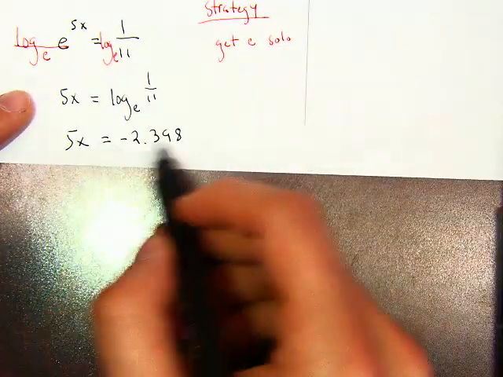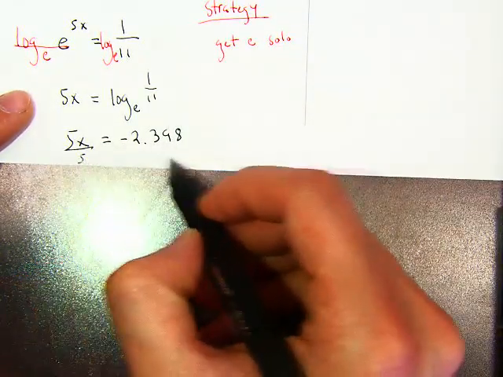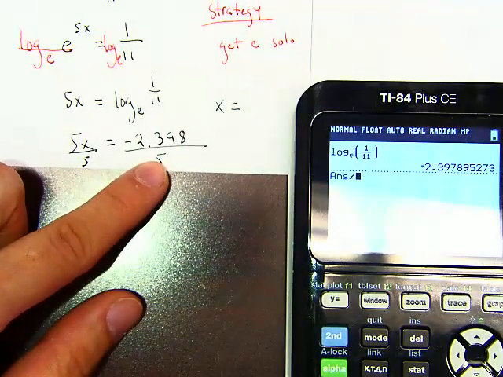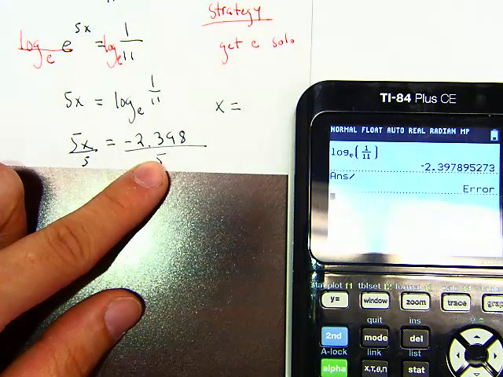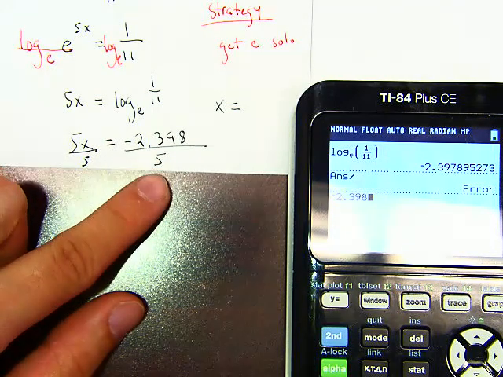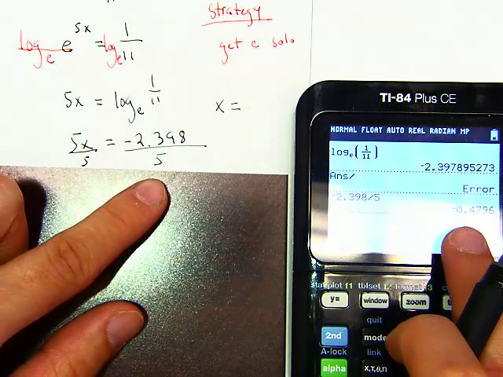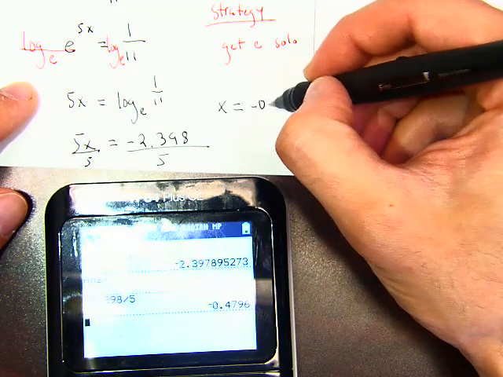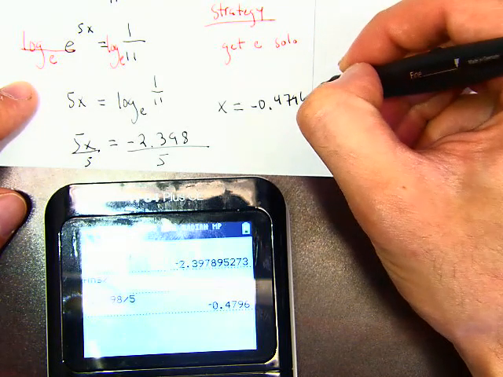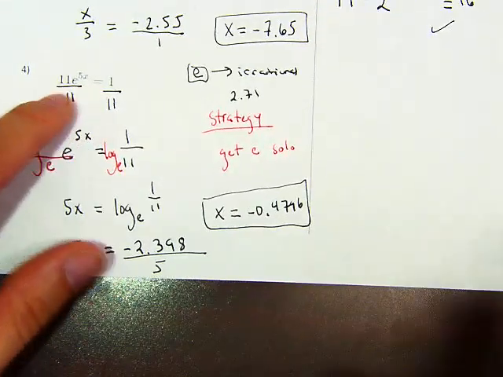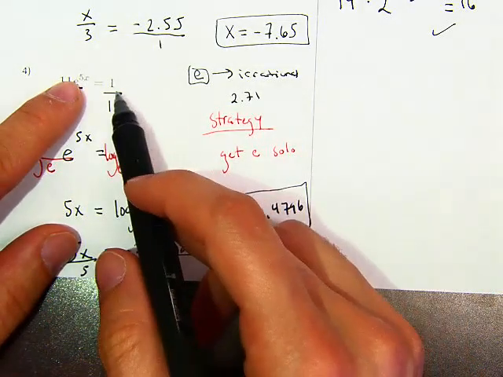Okay? And then how do you find x by itself? You divide by 5. So x is equal to this value divided by 5. So negative 2.398 divided by 5, and you get negative 0.4796. Okay? And if you check it, it should work that if I plug in 11 times e to the 5 times this, you will get 1.